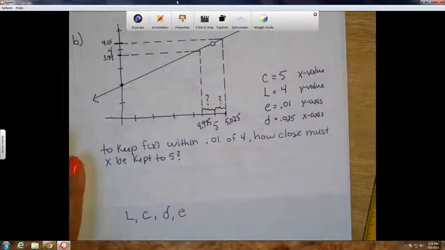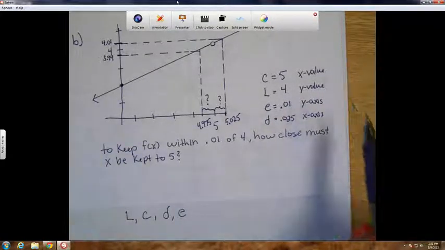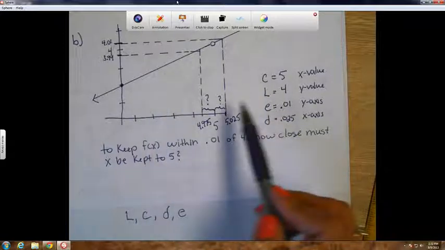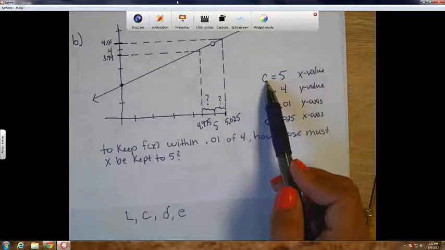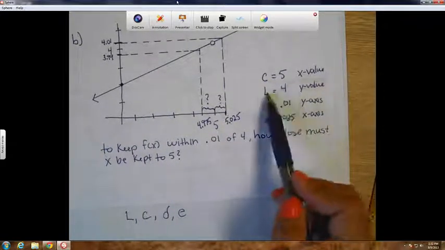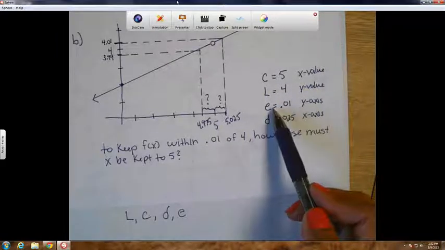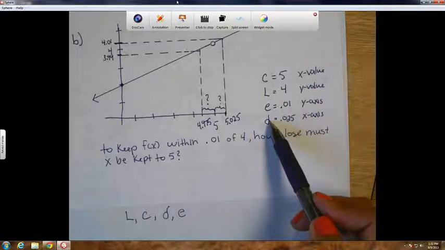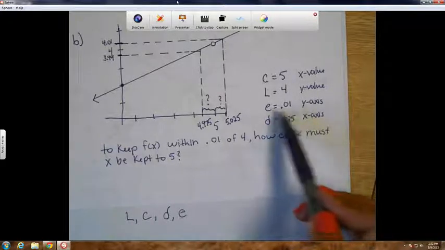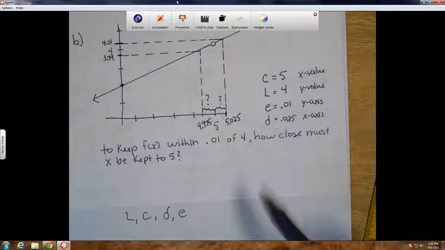And what's kind of nice is everything's in alphabetical order. You know the x-axis, y-axis. C and L. C comes before L, so C is on the x, L is on the y. Epsilon and delta. Delta, obviously D comes before E in the alphabet, so D is your distance on the x and E is your distance on the y. So those are kind of easy to pair up. And that, I believe, is it.